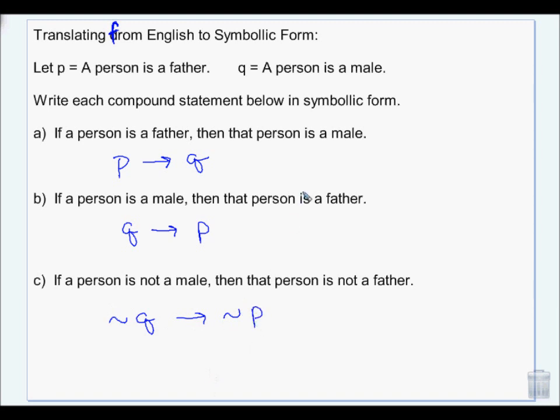Okay. Interesting, A is true, right? If a person is a father, then that person is male. This is true. C is true. If you're not male, then you're not a father. But females aren't fathers, right? So that's true. If you're not male, then you're not a father. You can't be a father if you're not a male. B is not necessarily true. If you're male, then you're a father. No, maybe you're male and you're a father, but just because you're male doesn't mean you're a father, right?